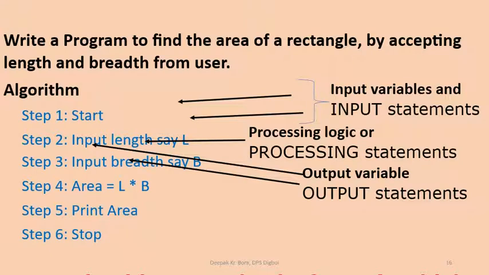Step 6, stop. That means we have finished the algorithm. So remember, an algorithm can take the form of multiple steps and even branch depending on the processing logic. Here you can see, here is a very simple one.